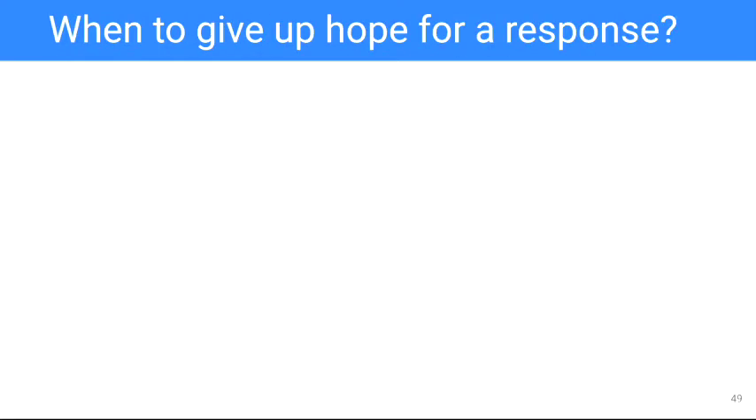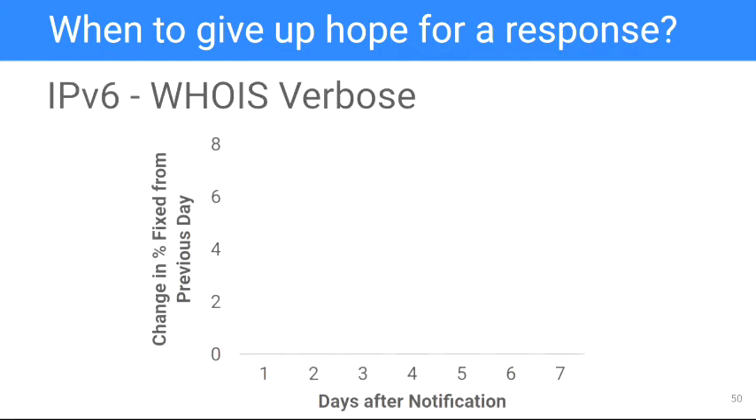So one more result I want to present, and there's a lot more in the paper, is one that we didn't actually originally think of asking, but came to light when we looked at our data. And that is, when you send a notification, when should you give up hope that they're not going to do anything? It's a little bit depressing, but let me first describe the graph that I'm going to show here. This is going to be a graph for IPv6, the who is verbose group, but it actually generalizes to all of our different groups that saw notifications having impact.